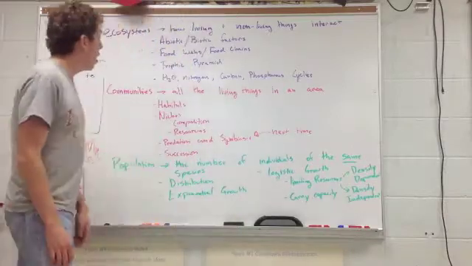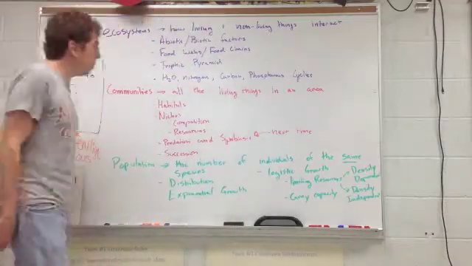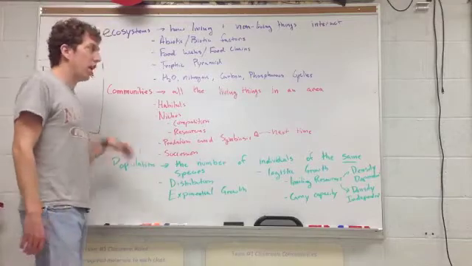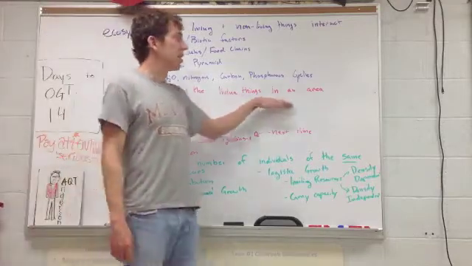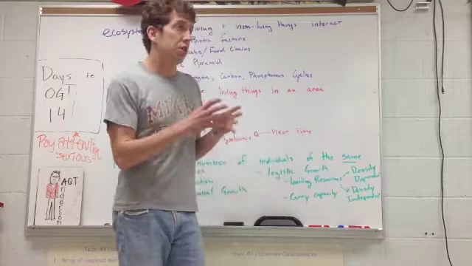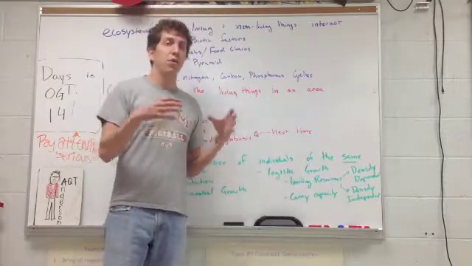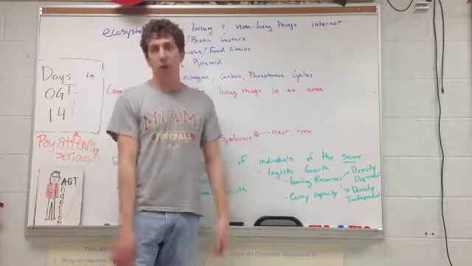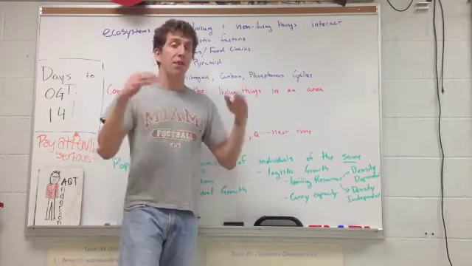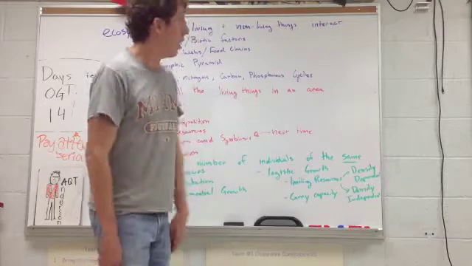Okay? Then we narrowed our scope a little bit to a community. A community is all the living things in an area. So just the biotic factors, just the elephants and the tigers and the zebras and the grass and the birds. That would be a community. No abiotic factors, just the living things.